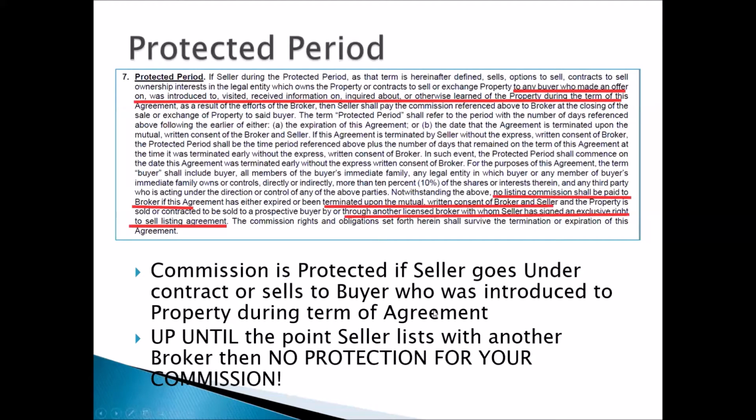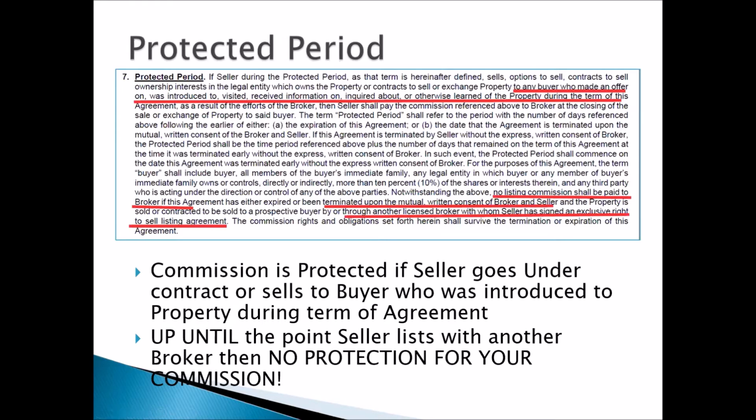But here's the thing, this last part, this is the thing that surprises a lot of people. No listing commission shall be paid to the broker if this agreement has either expired or been terminated upon mutual written consent of the broker and seller, and the property is sold or contracted to be sold to a prospective buyer by or through another licensed broker with whom the seller has signed an exclusive right to sell listing agreement. So what does that mean?